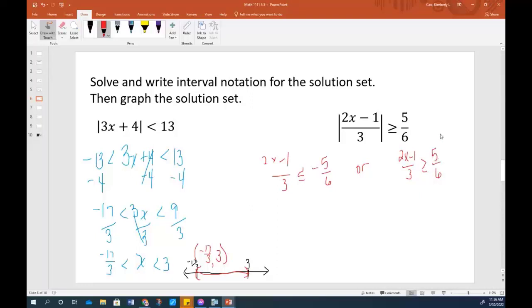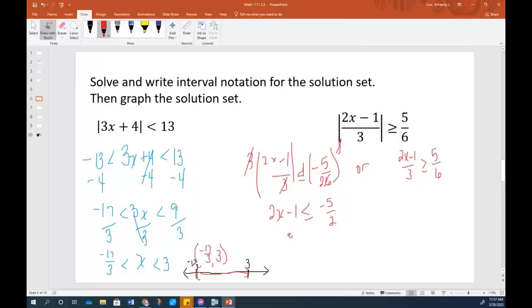Now, once you've got that done, you're going to solve this just like you would any other inequality, which, keep in mind, only means that you flip an inequality symbol if you multiply or divide by a negative, but otherwise we're just cranking things out. So first of all, since I'm trying to get x by itself, I'm going to multiply both sides by 3. Those 3's are going to cancel, and I get 2x minus 1 is less than or equal to, now 6 will reduce with the 3, so I get negative 5 over 2.